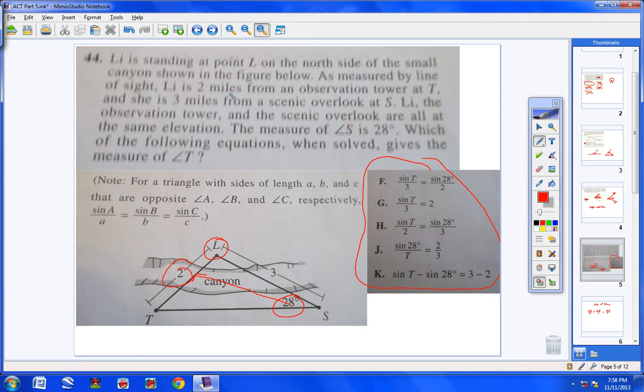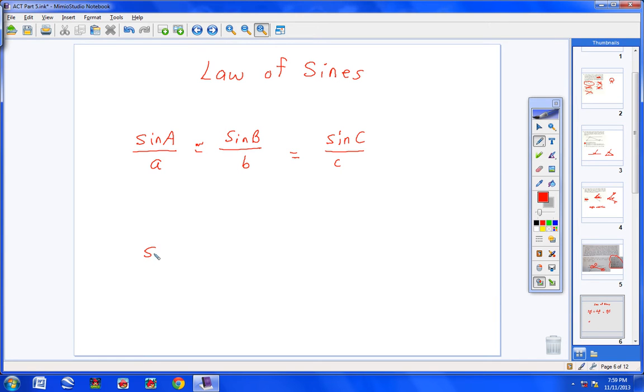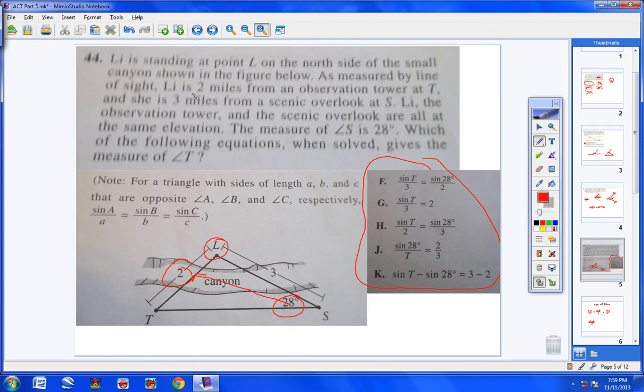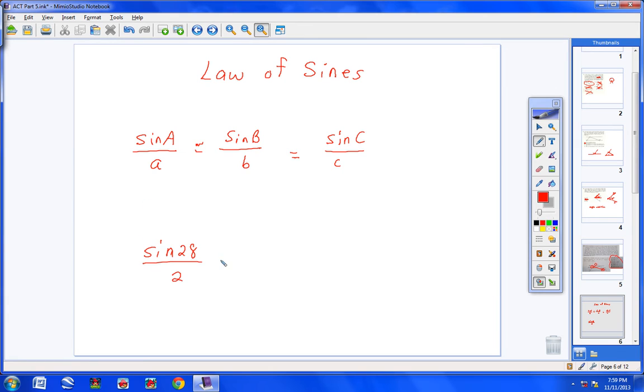So we're going to use those two numbers and we're going to write down sine of 28 over 2. Let me make sure that's right. Yep, sine of 28 over 2. Do you see that okay? This might be new, but that's what you do. You look for an angle and a side that's across from it, and make sure you know both measurements of those, and then you write them in a fraction. Then you put equals. Okay?